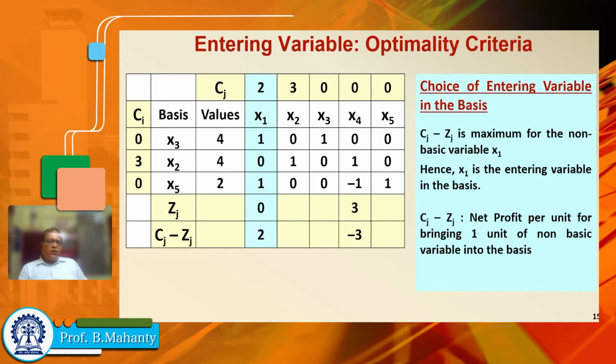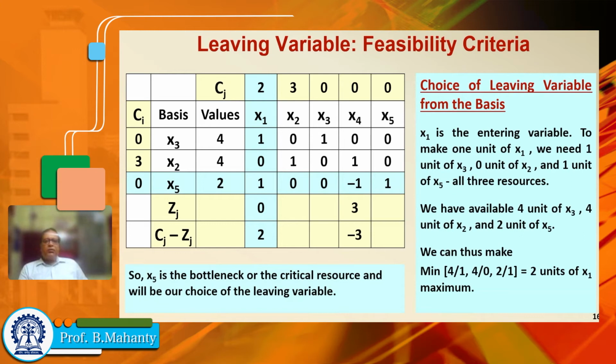Yes or not? Suppose only 2 you make, then x5 will be exhausted. x2 will not be exhausted because 0 units are required. And x3 also will not be exhausted. Only 2 units will be consumed. Another 2 will remain. So we see that x1 is the entering variable. To make 1 unit of x1, we need 1 unit of x3, 0 unit of x2, and 1 unit of x5, all three resources. We have available 4 units of x3, 4 units of x2 and 2 units of x5.